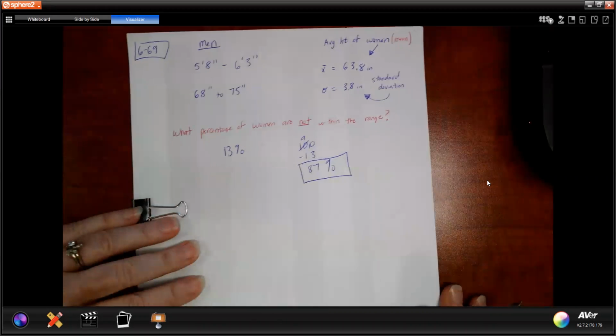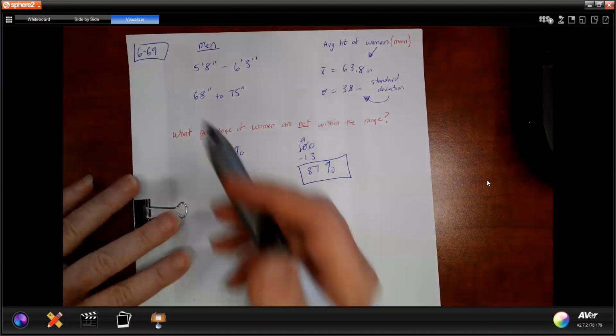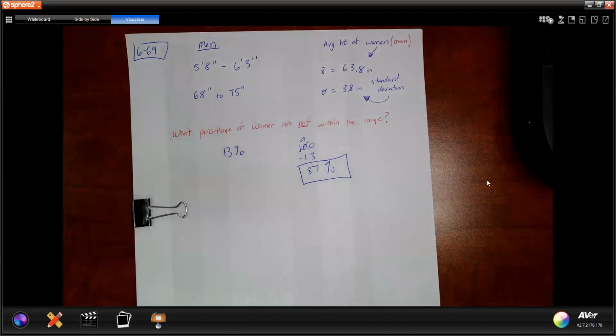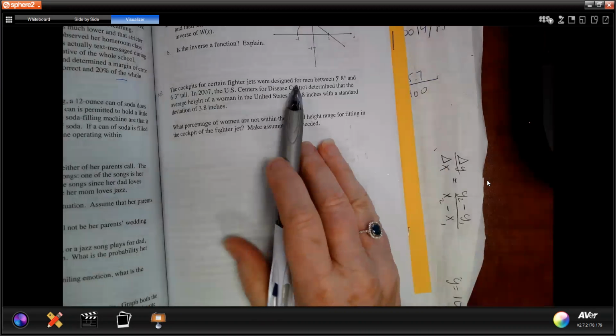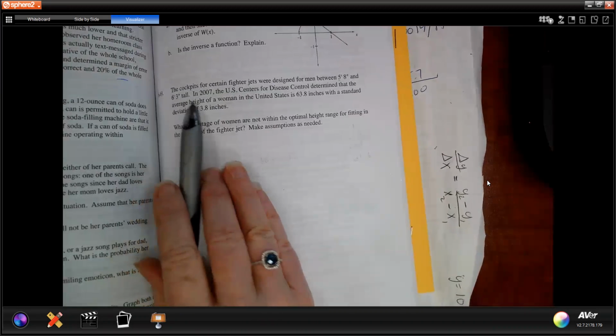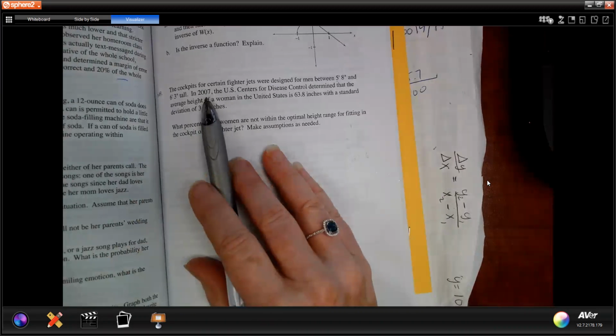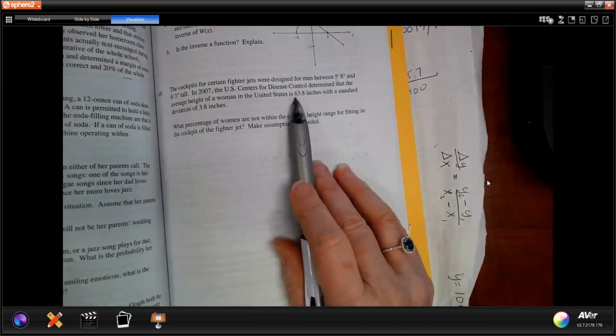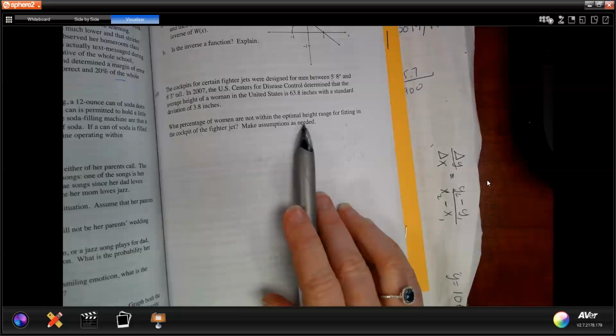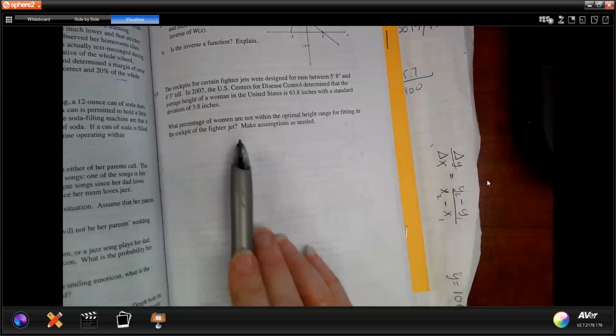Okay, here's Integrated 3, problem 6-69. It says the cockpits for certain fighter jets were designed for men between 5'8" and 6'3". In 2007, it was determined that the average height of a woman was 63.8 inches with a standard deviation of 3.8. What percent of women were not within the optimal height range for fitting in the cockpit of the fighter jet? Make assumptions as needed.